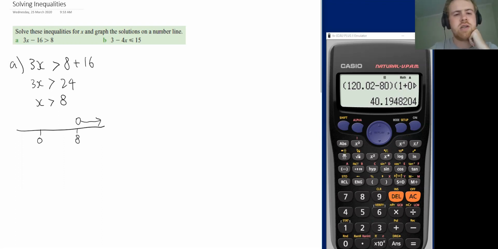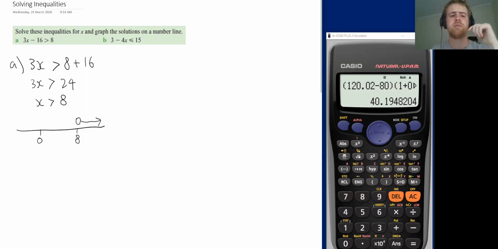So we've graphed it on a number line by doing an open circle because it's strictly greater than 8, and then we're pointing to the right. Those are all the values on the number line that x can be, the ones that are greater than 8.